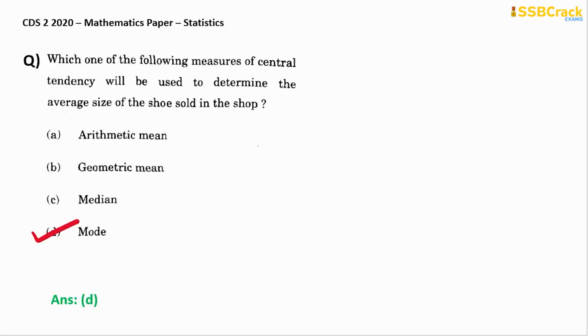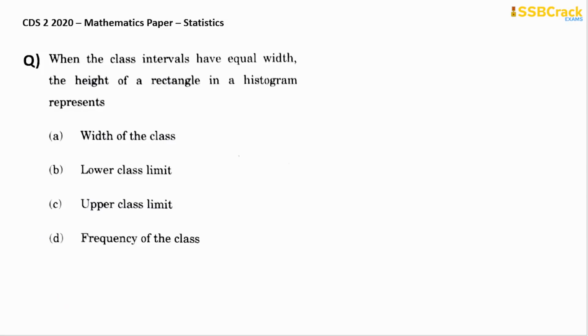All right, coming to the next question on statistics in the Series 2 2020 mathematics paper, and here they have given us that when the class intervals have equal width, the height of a rectangle in a histogram represents what, irrespective of whether the width is equal or unequal. You know that class width can be made equal. You know always that the height of the rectangle indicates what? The frequency of that class.